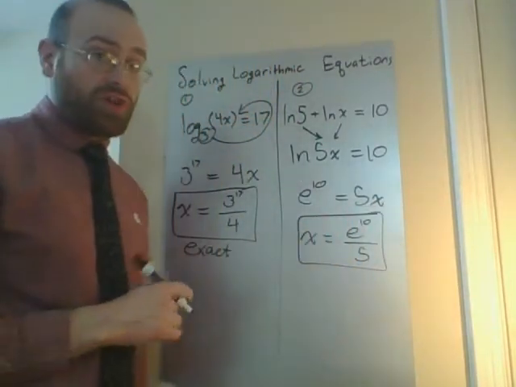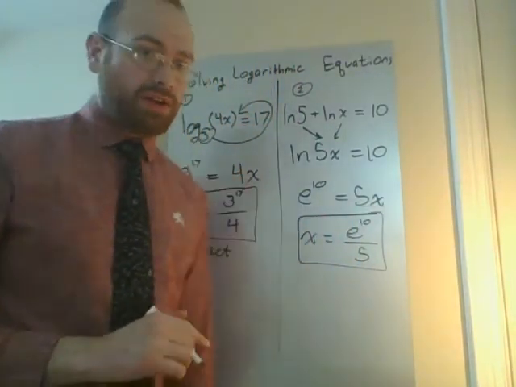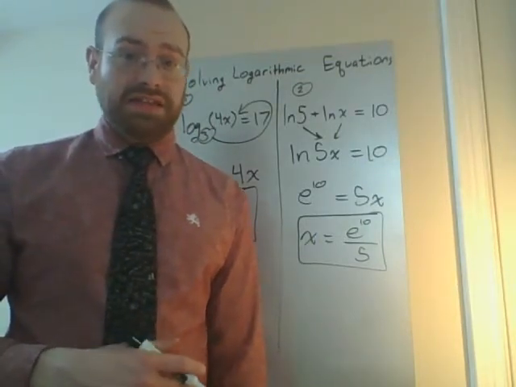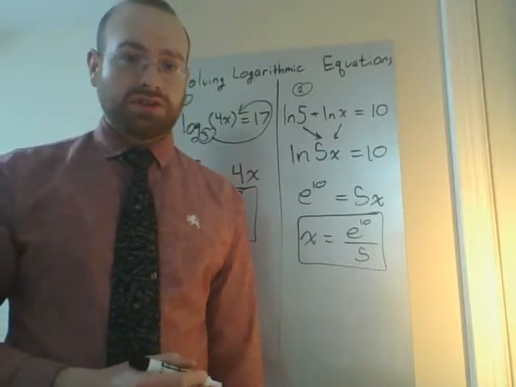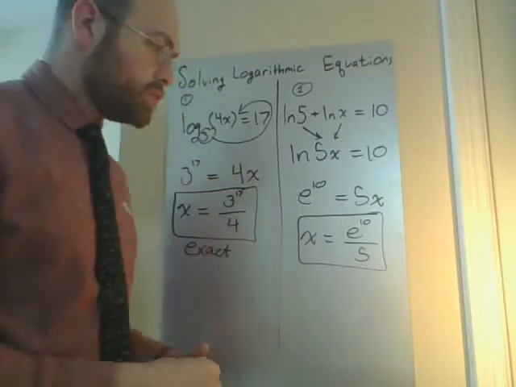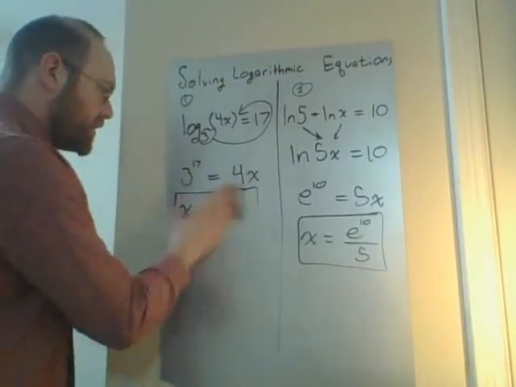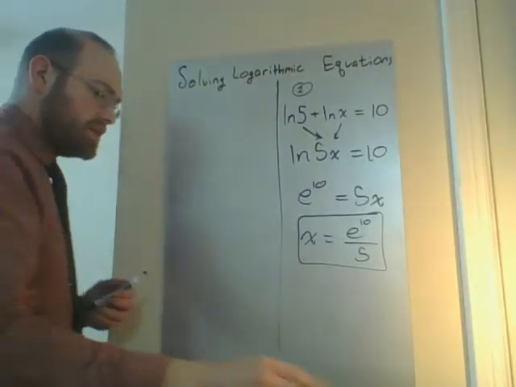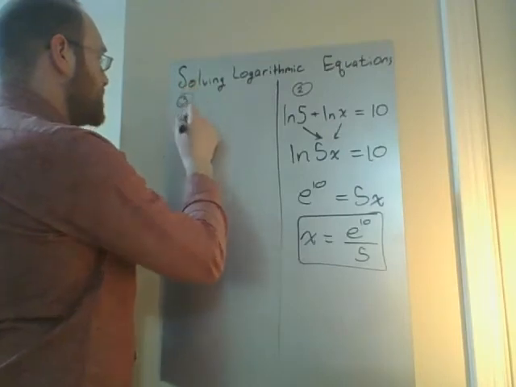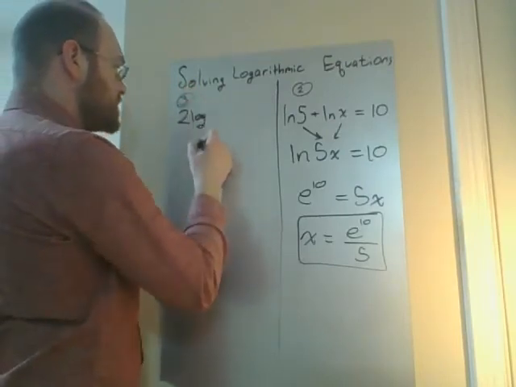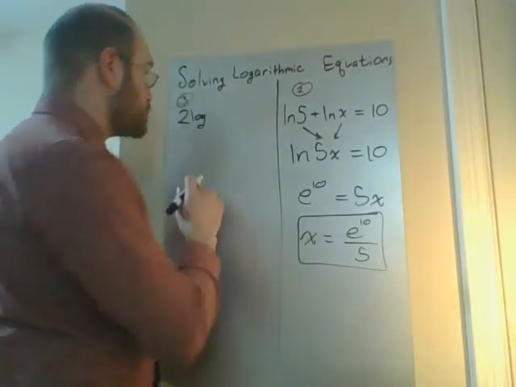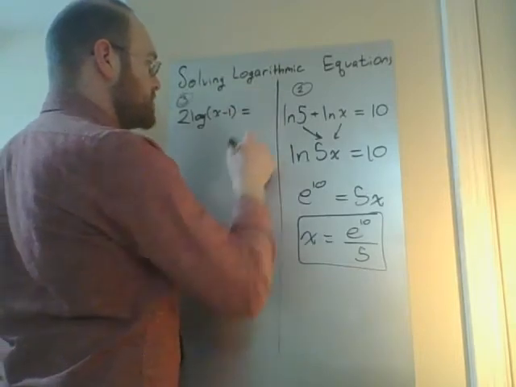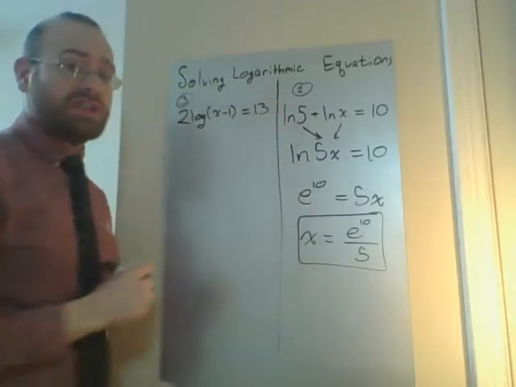And once again, although we could more easily plug this into our calculator than 3 to the 17th over 4, we can leave it just like this as an exact answer. No further simplification necessary. Now there's one more type of logarithmic equation that I'd like to show us, and that's one that has some extra bits. So let's say, for example, we have 2 times the logarithm, let's do the common log, so we won't write a base. 2 log x minus 1 is equal to, let's say, 13.